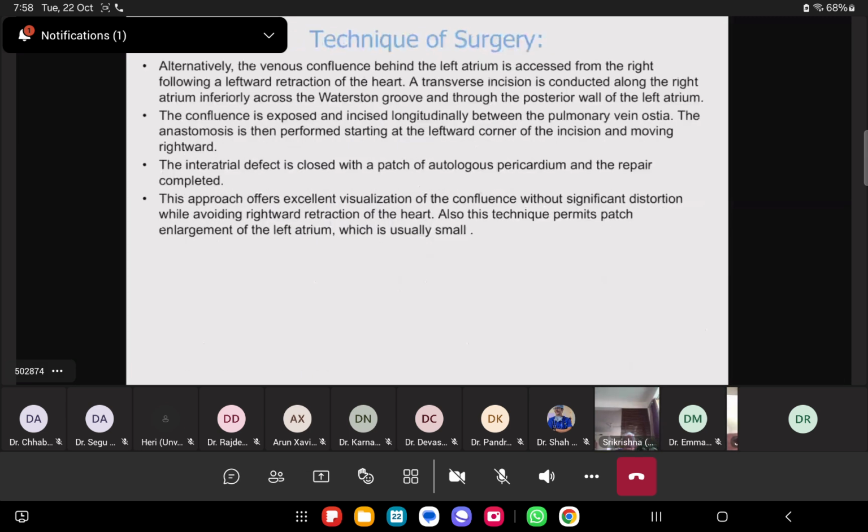Alternatively, the venous confluence behind the left atrium is accessed from the right following a leftward retraction of the heart. A transverse incision is made along the right atrium inferiorly across Waterston's groove and through the posterior wall of the left atrium. The confluence is exposed and incised longitudinally between the pulmonary vein ostia. The anastomosis is then performed starting at the leftward corner of the incision and moving rightward. The interatrial defect is closed with a patch of autologous pericardium and the repair is completed. This approach offers excellent visualization of the confluence without significant distortion while avoiding the rightward retraction of the heart. Also, this technique permits patch enlargement of the left atrium, which is usually small.